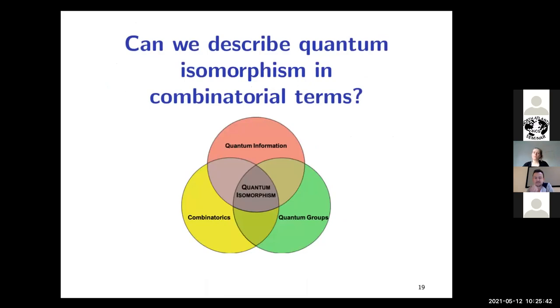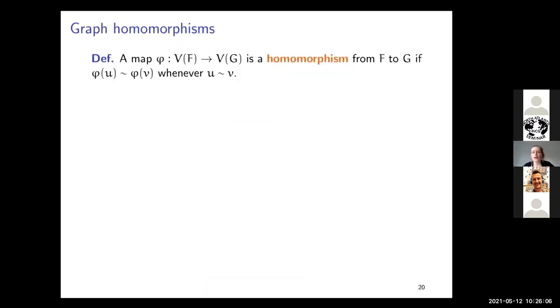Okay. So what I want to claim now is that we've seen this quantum information circle and we've seen this quantum group circle, right? We've seen some quantum group friendly ways to think about quantum isomorphism. Now I want to show you how we can also think about it in terms of just usual combinatorics and counting. And to do this, we need to look at graph homomorphisms. So this is what we're going to be counting: homomorphisms.